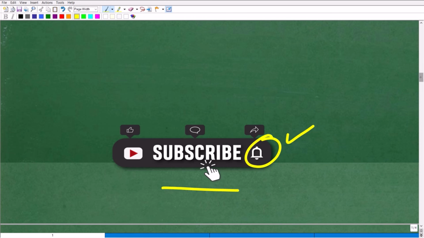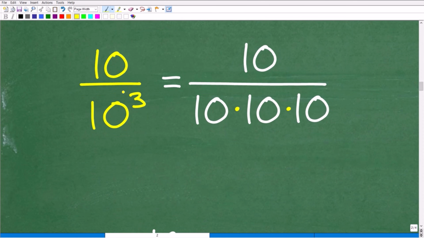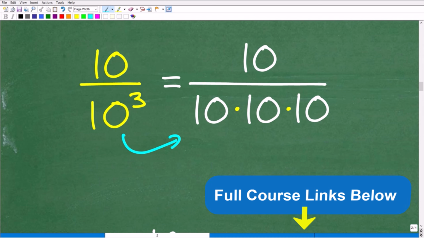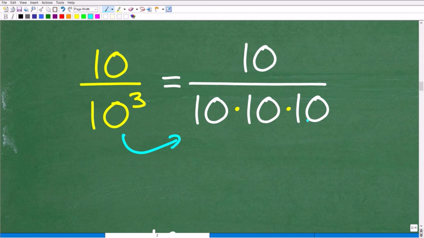Back to the problem. Okay, so here we go. All right, so here we have 10 over 10 cubed, and now we know that 10 cubed is equal to 10 times 10 times 10. Now again, you can write that as 1,000, but don't be so hasty. We just want to leave this fraction like this, 10 over 10 times 10 times 10. Now, there's a good reason for that. Why do you think that is?